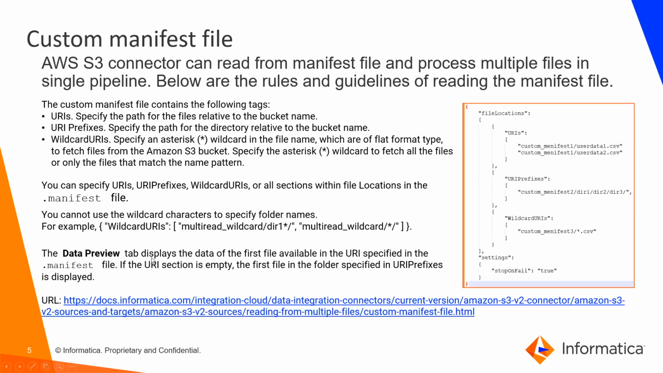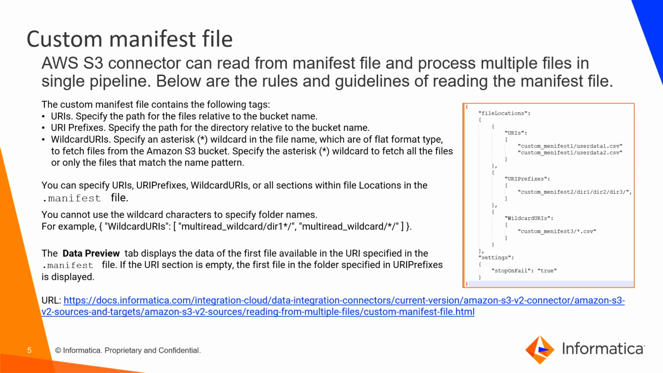Let's go to the first option, custom manifest file. The AWS S3 connector can read from a manifest file and process multiple files in a single pipeline. Below are some rules and guidelines for reading the manifest file. You can see on the right side the structure of a manifest file. Here you can see there are three separate sections: URIs, URI prefixes, and wildcard URIs. In URIs, you can specify the path of the file relative to the bucket name.